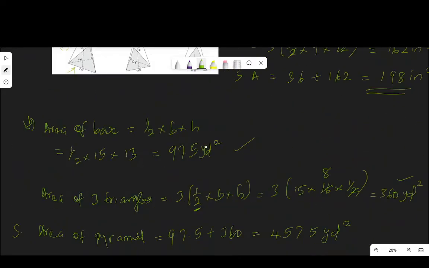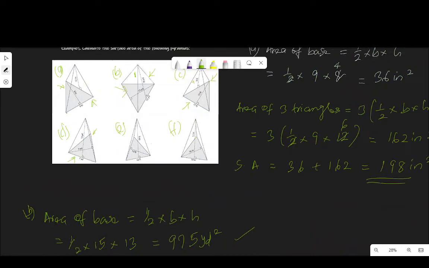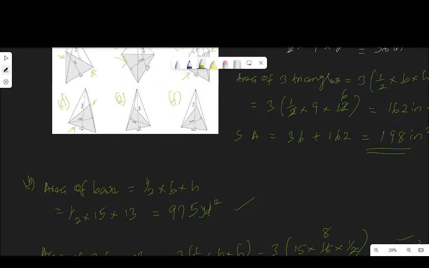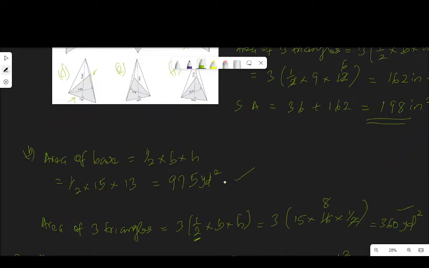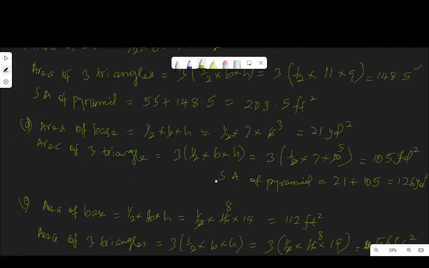The last one, which is F, again is a triangular base pyramid with a base of 18 inches. This is the base of this triangle, but since it's an equilateral triangle, all the sides are equal. So this base too is 18 inches, while the height is 16 inches. So 18 by 16.